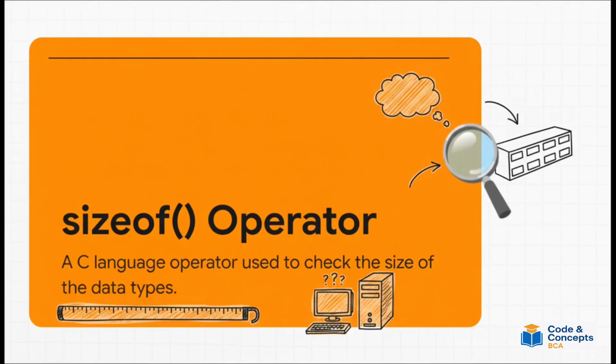Thankfully, C gives us a measuring tape, the sizeof operator. Now, this isn't a function, it's an operator built right into the language, and it takes away all the guesswork. This is so important. If you're writing code for, say, a tiny sensor, where every single byte of memory matters, you have to know exactly how much space your variables are taking up. This is how you write solid, portable code.